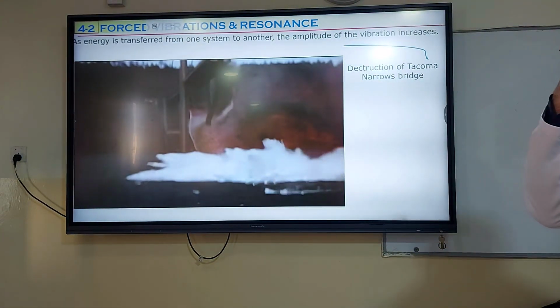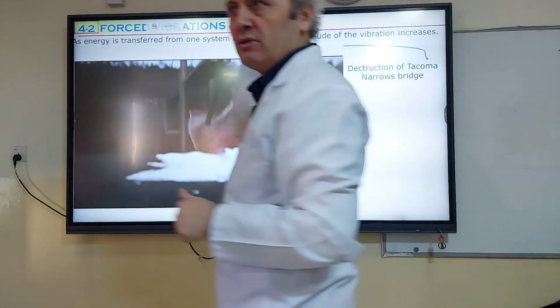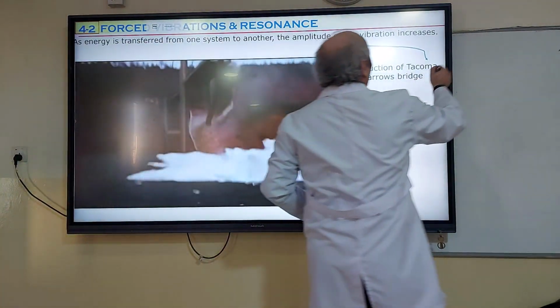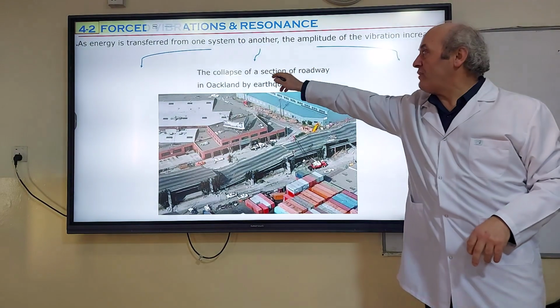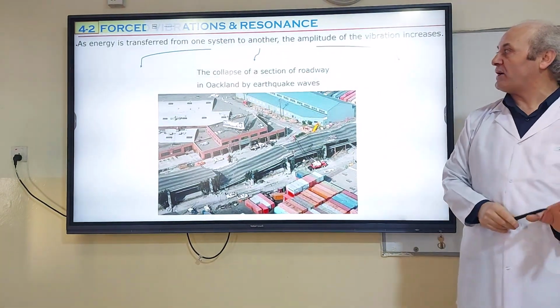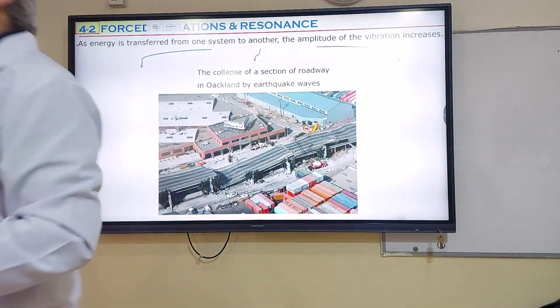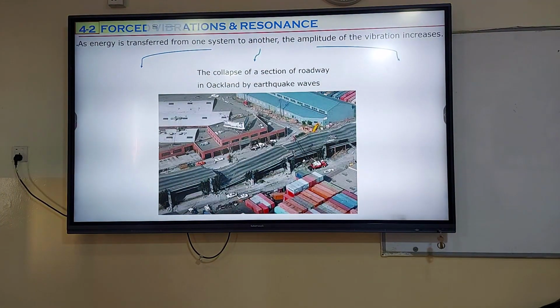One example is this. There's one more example given in the book, which is the collapse of a section of the roadway in Auckland by earthquake waves. Earthquake waves destroy the buildings by resonance. Yes. I don't know, 2 or 3 days ago, there was a great earthquake at night. In 2018, there was also an earthquake, maybe you remember that.